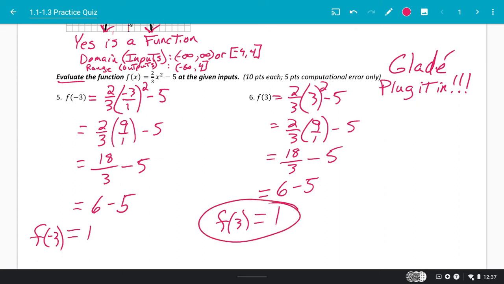Again, if you just put the answer down and you were right, I'd give you full credit. But if you make some type of error and you don't show your work, you won't get the points.